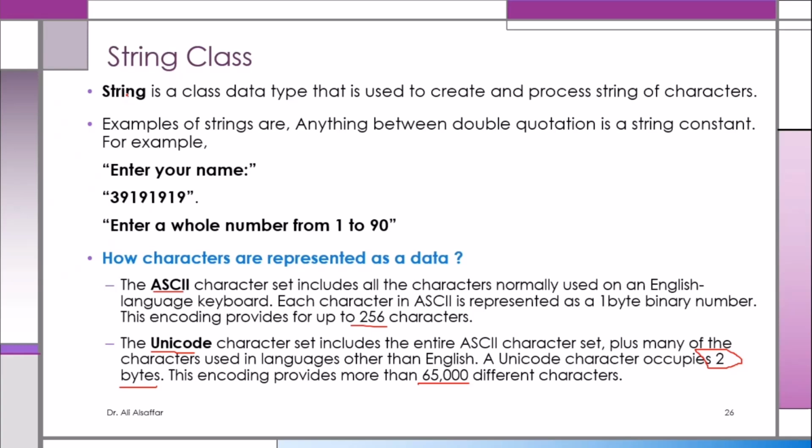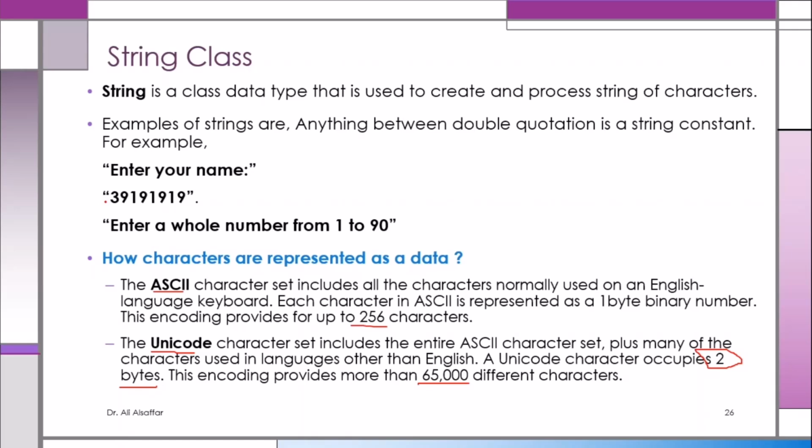How to represent a string? For each character, if it is ASCII code, it takes 1 byte. So if I have the message, enter your name, and it is represented by ASCII code, how many bytes will it need in the memory? It needs 1, 2, 3, 4, 5, 6. The space is also counted. 7, 8, 9, 10, 11, 12, 13, 14, 15, and 16. So it needs 16. But if you represent it by Unicode, you need to multiply it by 2, which is 32.